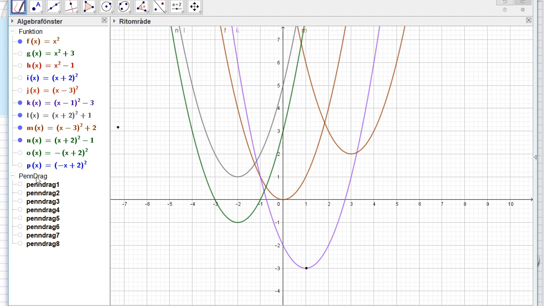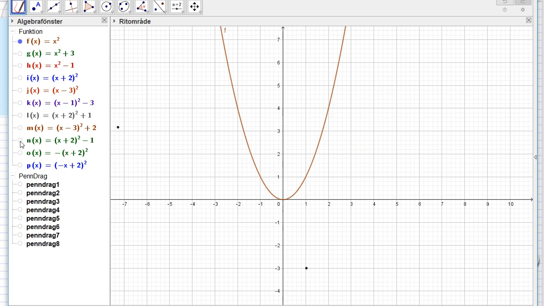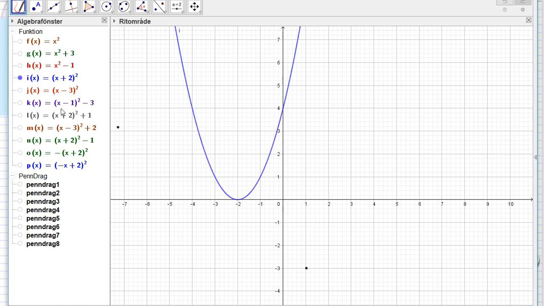Okay, and then there is what we call reflections. That is what I'm going to show you with function O and function P. Let's remove everything here. I'm sorry, I'm going to remove that also. I'm going to use this one. That is my function right now.